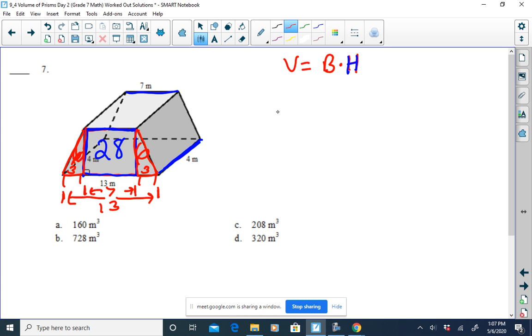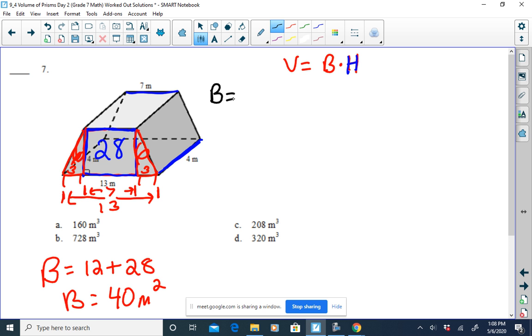So the base area, capital B, is going to be 28 plus the 12. And 28 plus 12 means that base area is 40 square meters. Now that might be really confusing to try to deconstruct. We could just use a formula for the base area as well. Now I'm going to show you guys finding that base area using the formula, because the formula looks like this.